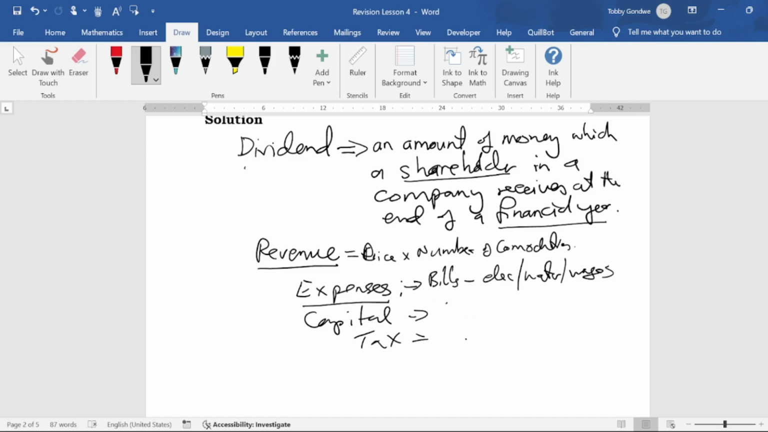Now, once you've done all this, you subtract from your revenue minus, let's just call it expenses. That includes everything. What you're going to get is what is referred to as a profit. So now, at that point, the shareholders share this profit if they want. And so that amount of money that they get from the profit is what is referred to as a dividend.